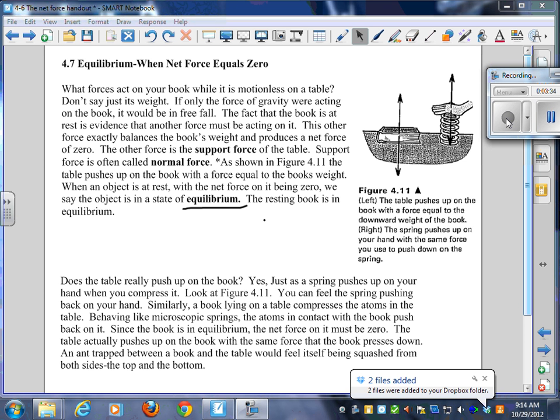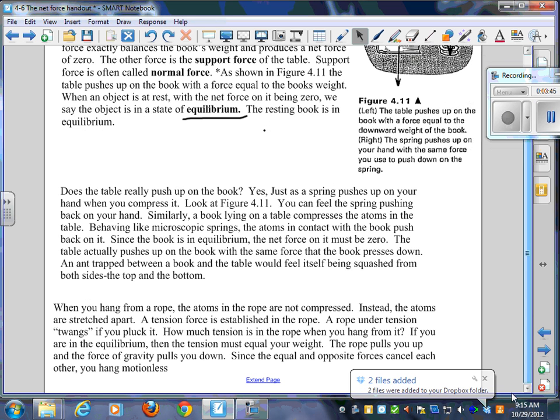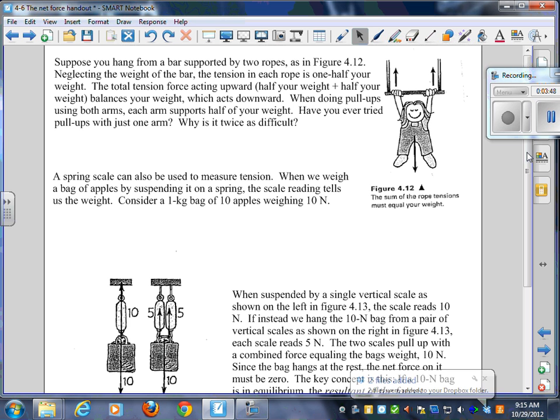If you are in equilibrium, the tension must equal your weight. The rope pulls you up and the force of gravity pulls you down. Since the equal and opposite forces cancel each other out, you hang motionless, right? And you probably, at some point in your life, hung from a rope, right? Now suppose you hang from a bar supported by 2 ropes. And if you haven't flipped the page over, you should do so.